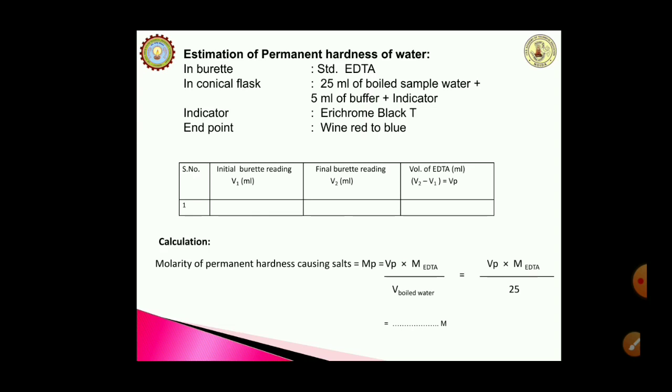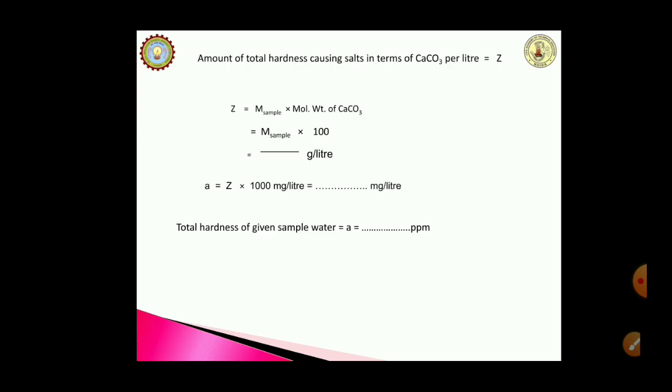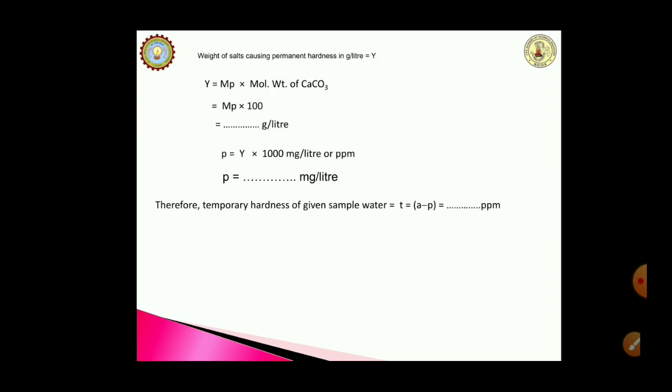Once we get the molarity of the boiled water, which is shown here by the term MP, we are going to convert it into permanent hardness by multiplying it with the molecular weight of CaCO3, which will give us the result in gram per liter, and further multiplying the same value with 1000 to get our permanent hardness value in milligram per liter or parts per million, that is ppm.